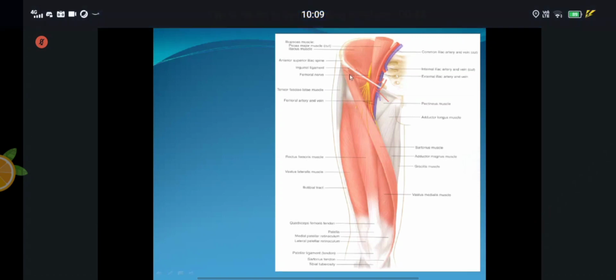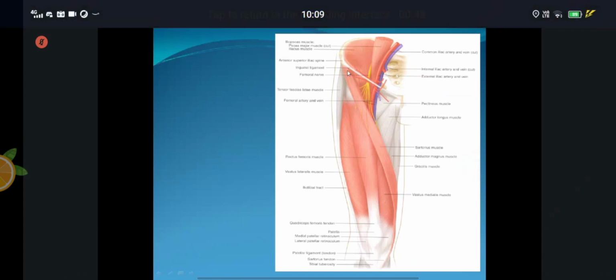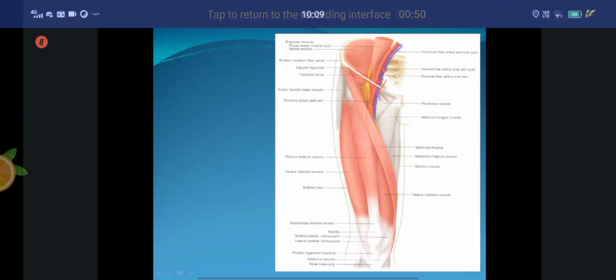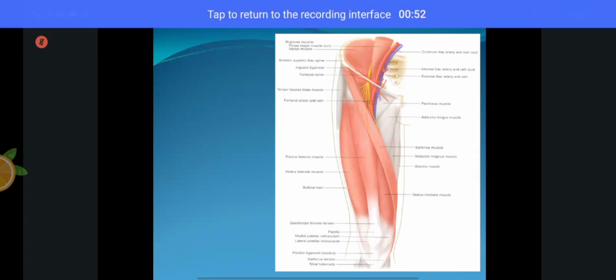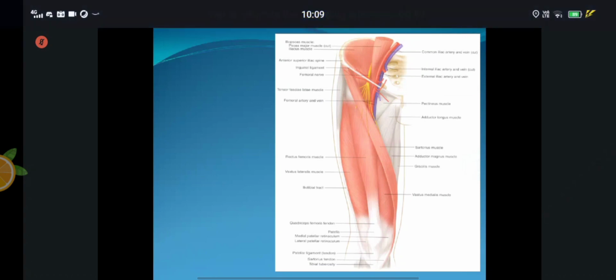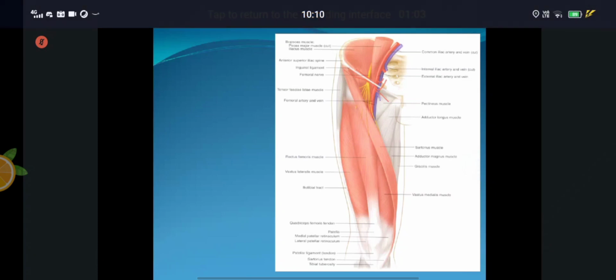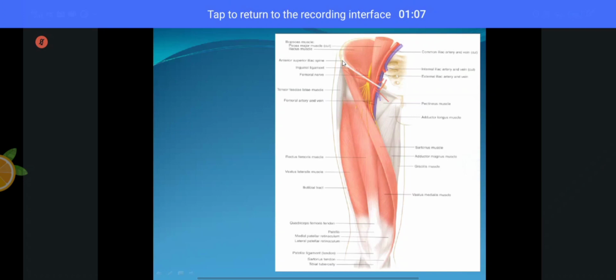sartorius muscle. Sartorius muscle, right? So whenever you study about a muscle, what are the things that should come into mind? That is its origin, insertion, action, and the nerve supply of the muscle. So here, for the sartorius muscle, the origin is from the anterior superior iliac spine.